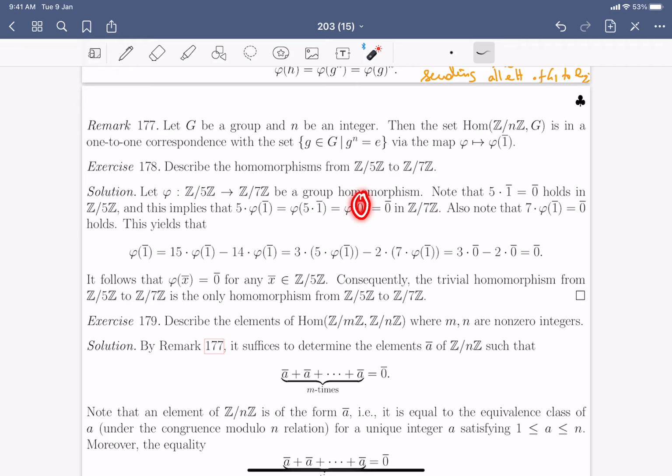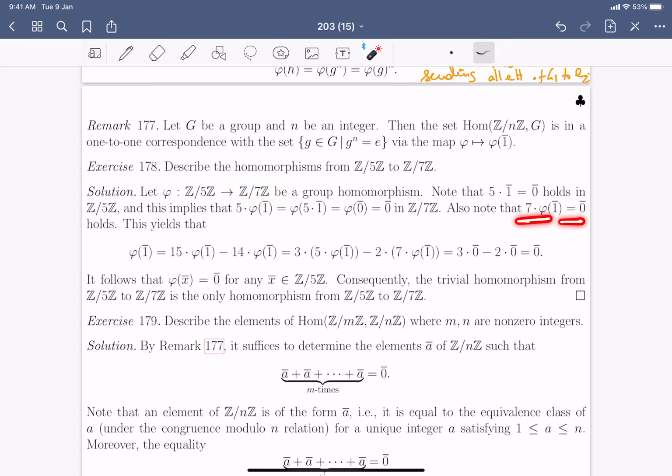Again, note that this 0 bar is the identity element of Z mod 5Z, and this 0 bar is the identity element of Z mod 7Z. As you see, there is some room for confusion, but if you follow carefully, you will see that things are completely consistent. Great. And then you also know that 7 times phi of 1 bar is 0 inside this group Z mod 7Z. Here I did not write anything, because when you talk about phi of 1 bar, it is clear that we are talking about an element inside Z mod 7Z.